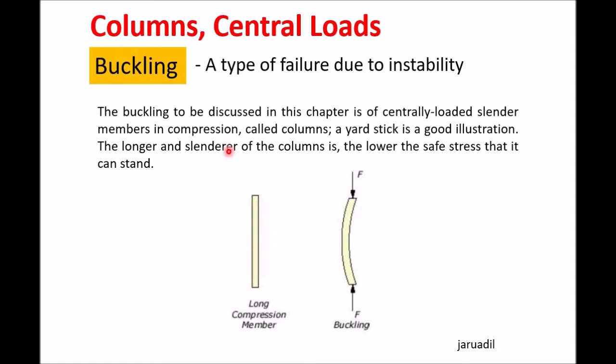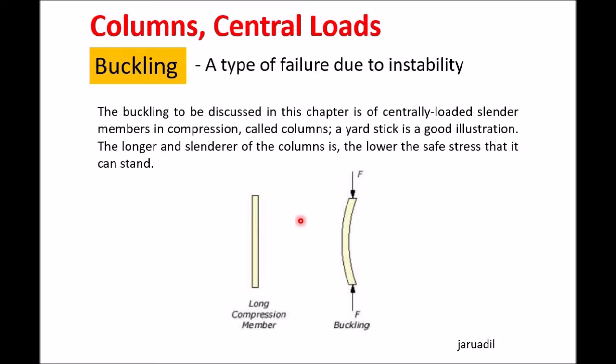The buckling to be discussed in this chapter is of centrally loaded cylinder members in compression, called columns. A yardstick is a good illustration. The longer and slenderer the column is, the lower the safe stress that it can stand. So this illustration shows a slender column. Ang ibig sabihin ng slender column, paliit pero mahaba.